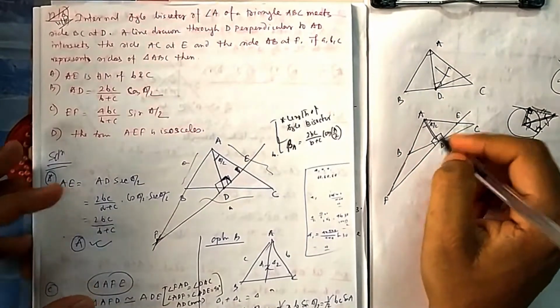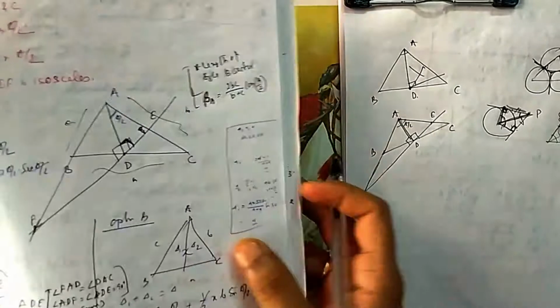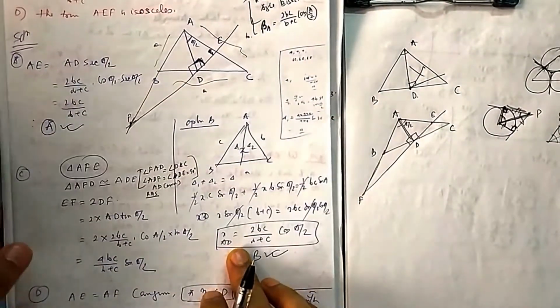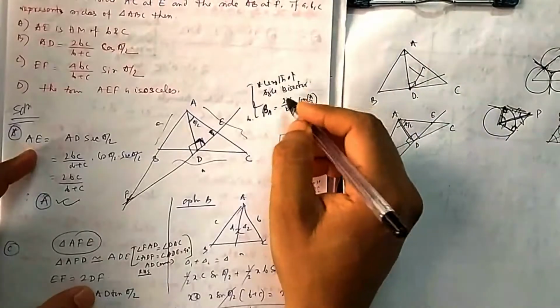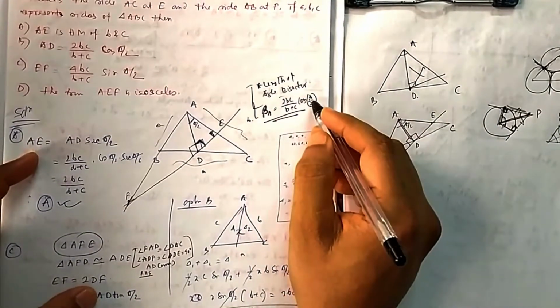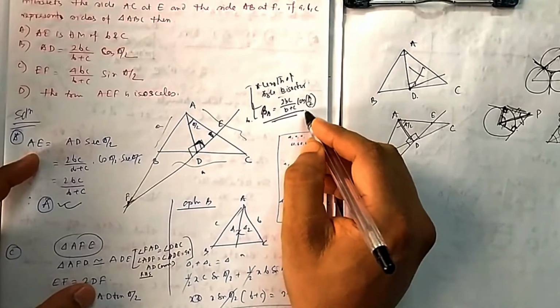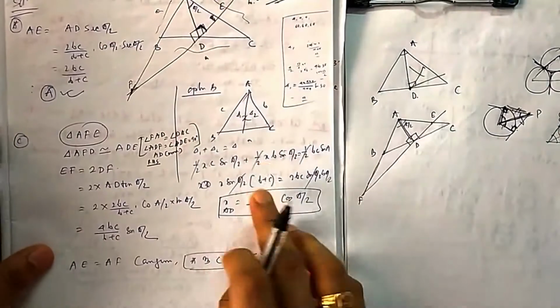So there is a direct formula also, but I have not given the formula, so that's why I proved it here. This is the formula for the length of the angle bisector. You can directly remember it also. This is a standard formula. Suppose it is the bisector of angle A, then it is 2bc by b plus c times cos A by 2. You can remember this one. I have derived this also here.